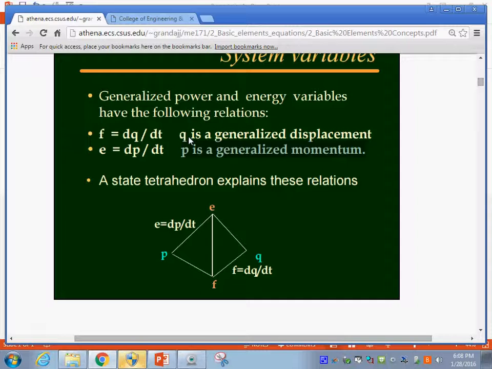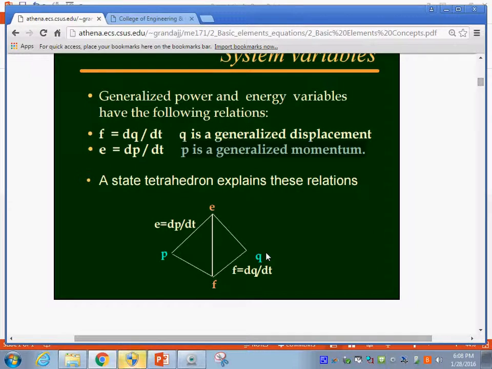So the little picture that you see here shows the different kinds of relationships between the variables. Like in this case, the effort is dp/dt. In this case, the flow is dq/dt. But we use the power variables P and Q. Okay?